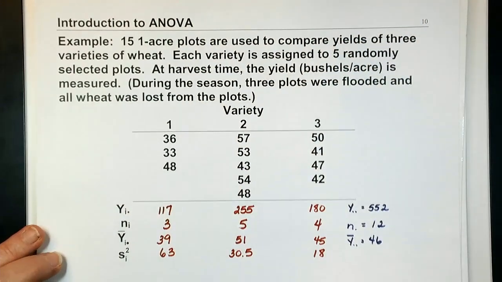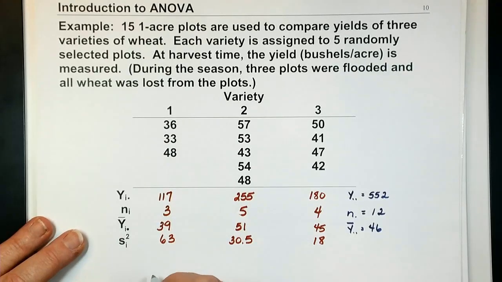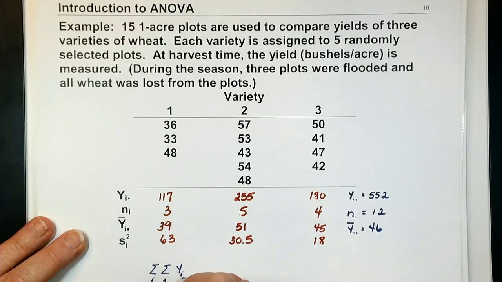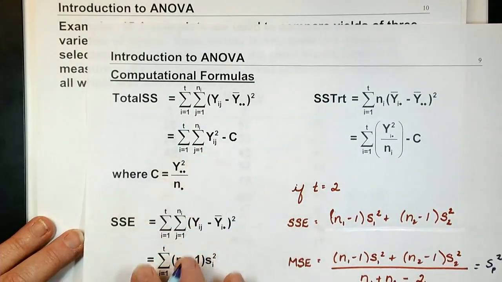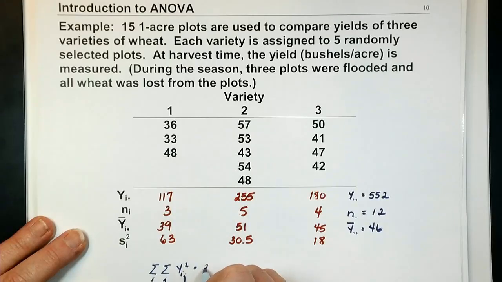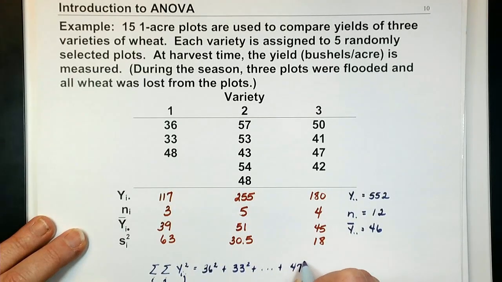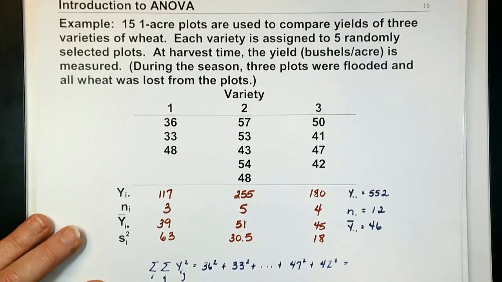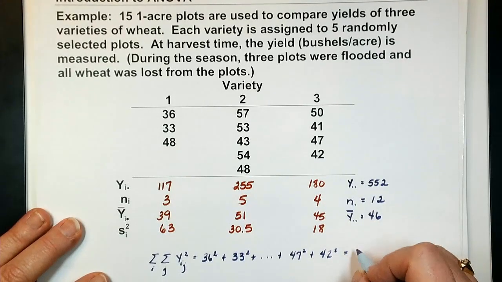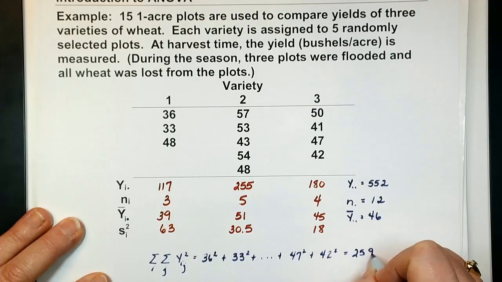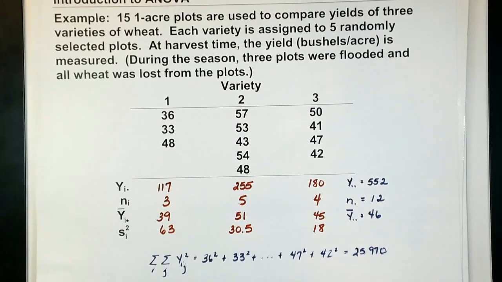If you really want to do the total sum of squares, what that first one means, that double sum across i and j of the yij squareds, is you're taking every observation: 36 squared plus 33 squared, all the way through this entire table till you get to the 47, 42, the last, all 12 observations. And you're computing all of those. When I did that, I got 25,970. I'll let you go from there.